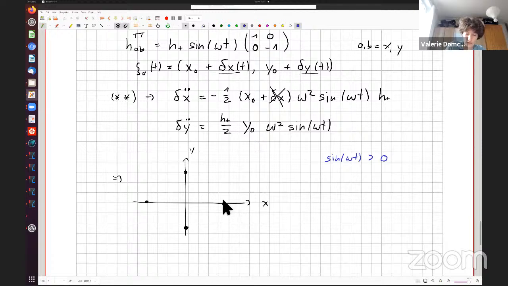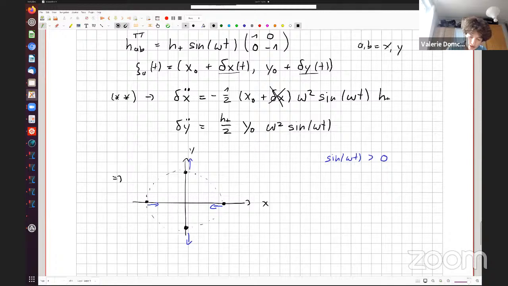Yes, so here we have just an x coordinate and no y coordinate, so these will move like this, and these will move in the opposite direction. If you have a positive y, the delta y will be positive. If you have a negative y, the delta y will be negative, and it's the opposite way around for the x component, right?